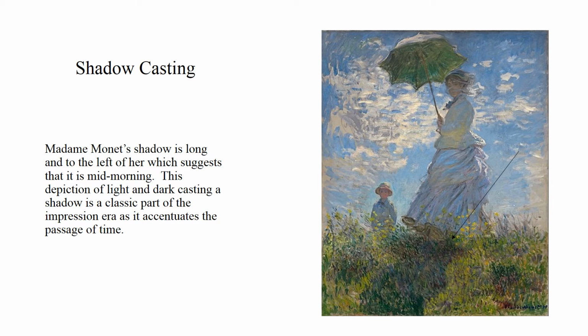Shadow casting. Madame Monet's shadow is long and to the left of her, which suggests that it's mid-morning. This depiction of light and dark cast in a shadow is a classic part of the Impression era, as it accentuates the passage of time.